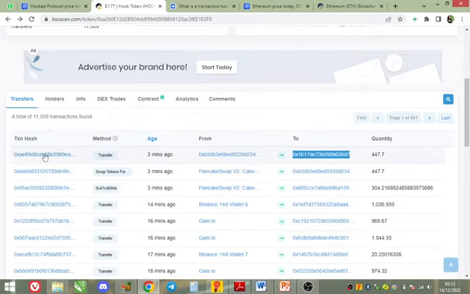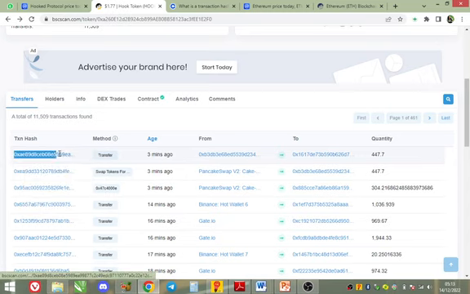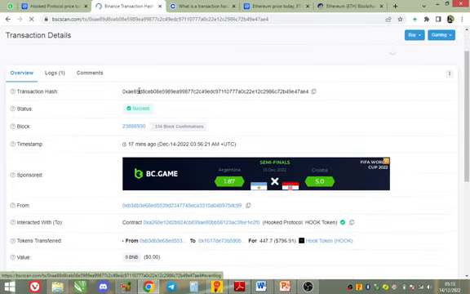Now let us say that we want to confirm if this transaction took place. Now we can just copy the hash. We can just click on the TXN hash. Now you can see this is the TXN hash.